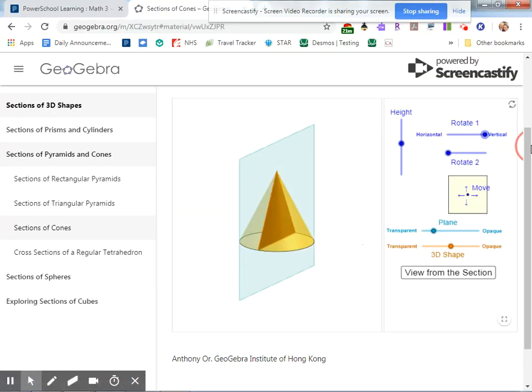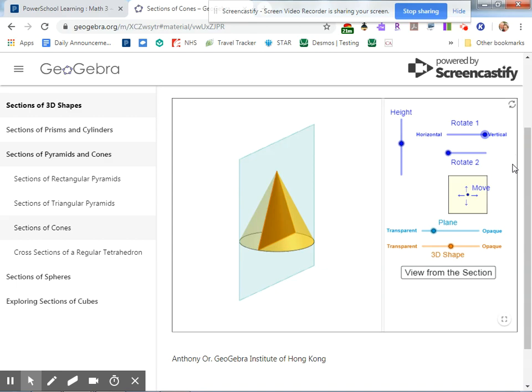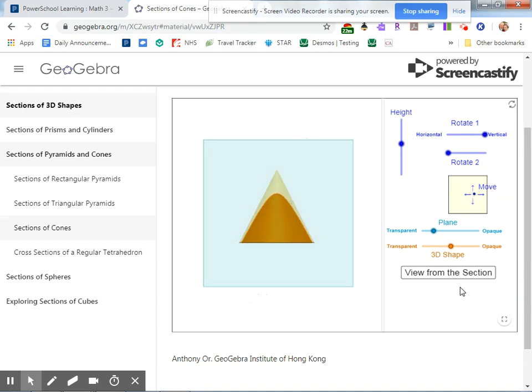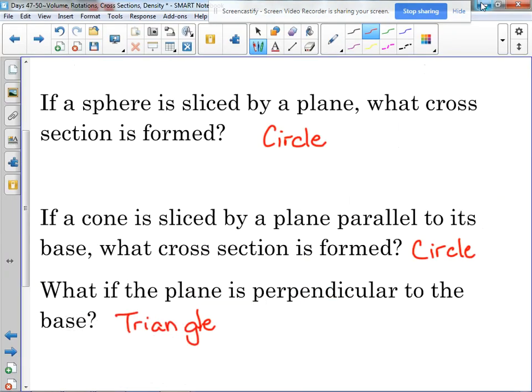So I still want it vertical, but there was nothing in my instructions that said that it had to go through the tip of the cone. So what if I move it using the little arrows over here? Is that still a triangle? It's a rounded triangle. We don't really have a geometric name for that shape. I'm going to call it a rounded triangle. Again, nothing mathematical about that term, but we don't have a good name for that.